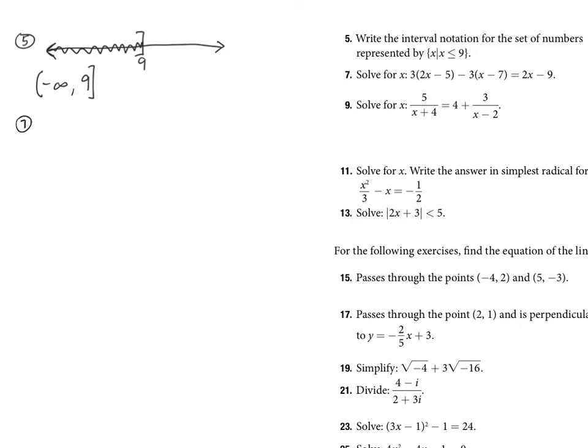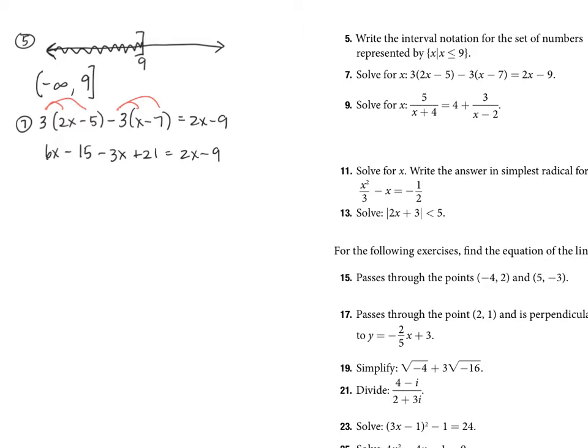So number 7, solve for x. So we're just going to solve this equation. 3 times 2x minus 5 minus 3 times x minus 7 is equal to 2x minus 9. Okay, so let's distribute the 3 and the negative 3. And from that, we're going to get 6x minus 15 minus 3x plus 21 is equal to 2x minus 9.